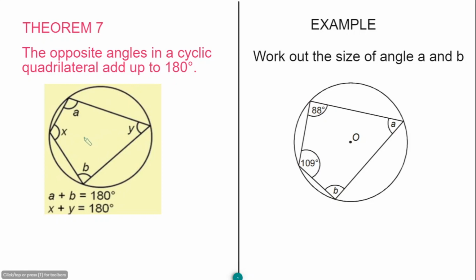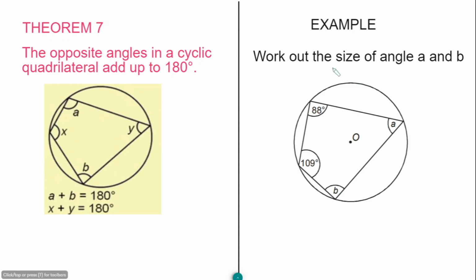Now, a very interesting thing here is that the opposite angles of this cyclic quadrilateral always add up to 180 degrees. And the same thing here, the opposite angles here always add up to 180 degrees. So we can see that here, A and B add up to 180 degrees, or you say X and Y add up to 180 degrees. That's quite easy to understand, right? Good. So let's come over to the right to see how we could really work this out.